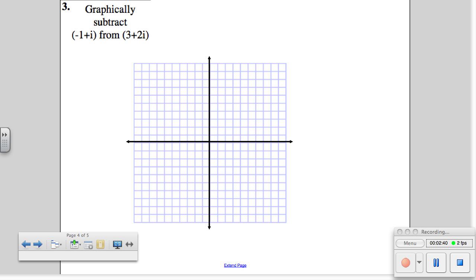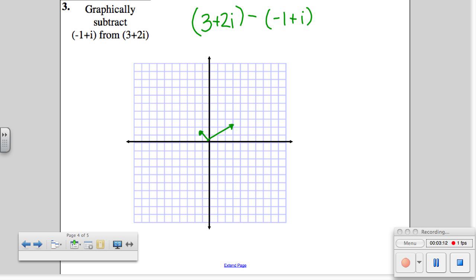I can subtract. Now it says subtract negative 1 plus i from 3 plus 2i. If I wanted to write this as a subtraction, the 3 plus 2i would come first, minus negative 1 plus i. Now I can start by graphing each of those vectors separately. There's 3 plus 2i and negative 1 plus i.